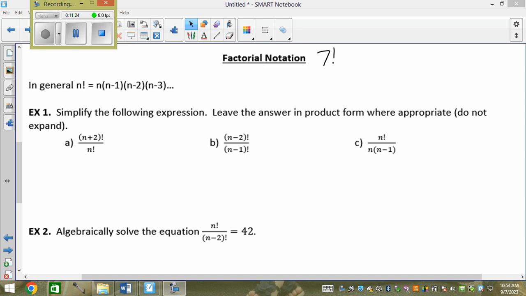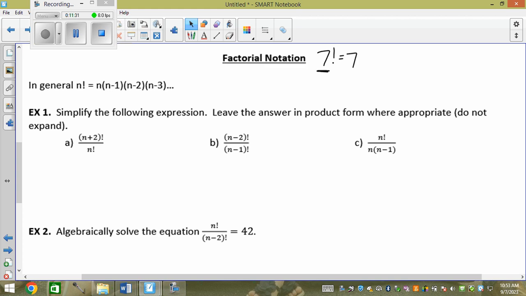So 7 factorial, we start at whatever number is listed, right? And then we just go down by 1 number each time, which means we're subtracting 1 every single time. That's all we're doing, right? Subtracting 1, writing a new number. Subtracting 1, writing a new number.